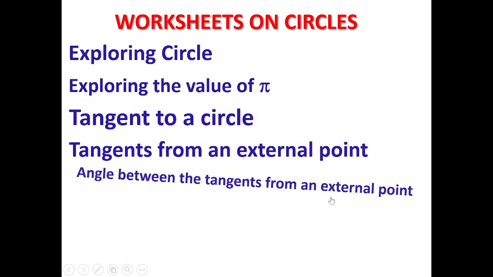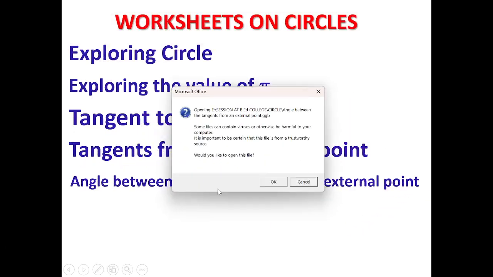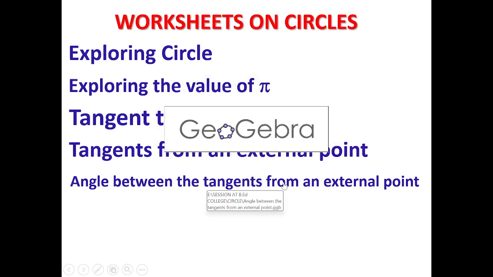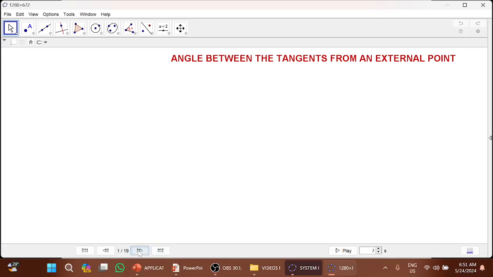Well, now, angle between the tangents from an external point. This is one of the basic properties. Angle between the tangents from an external point, then how it is being connected with the angle made at the center. Now this can be shown very clearly using GeoGebra.